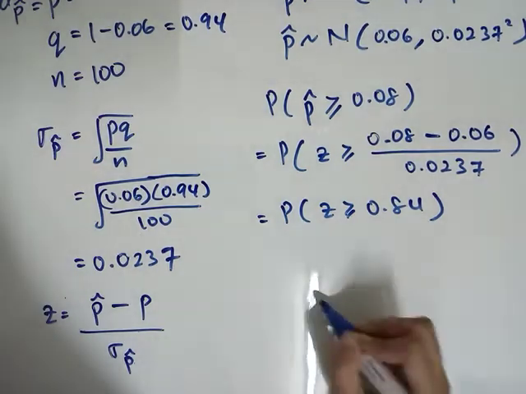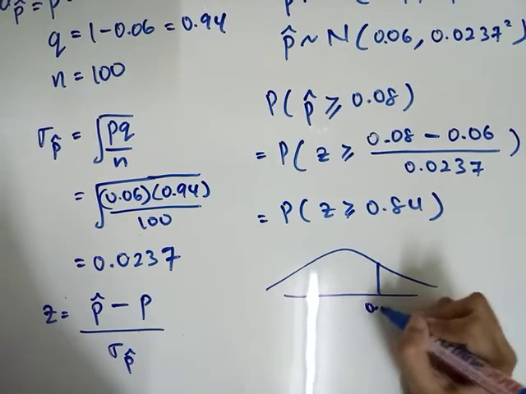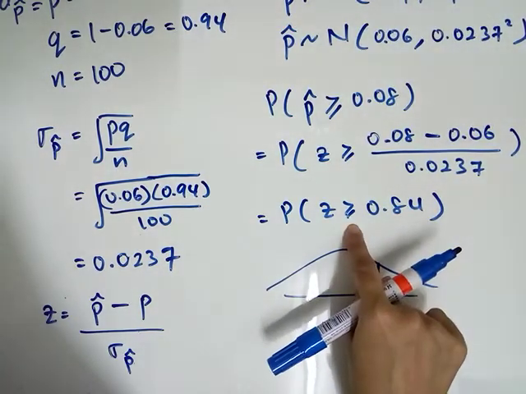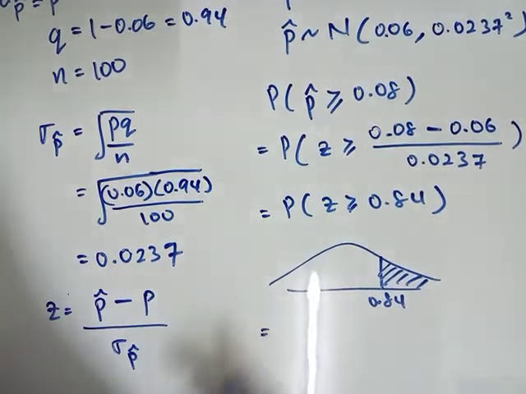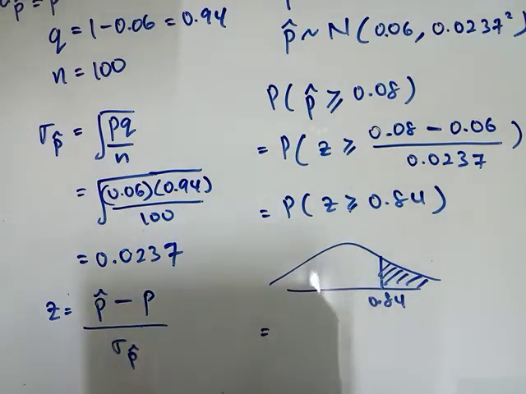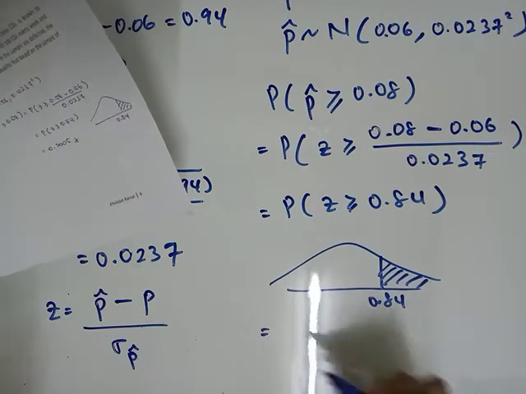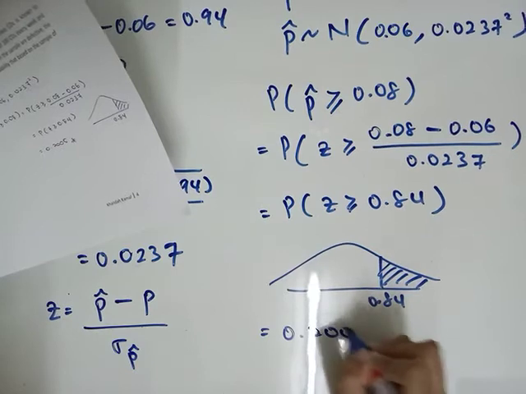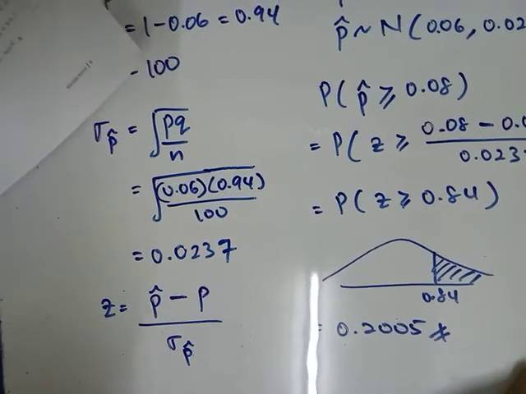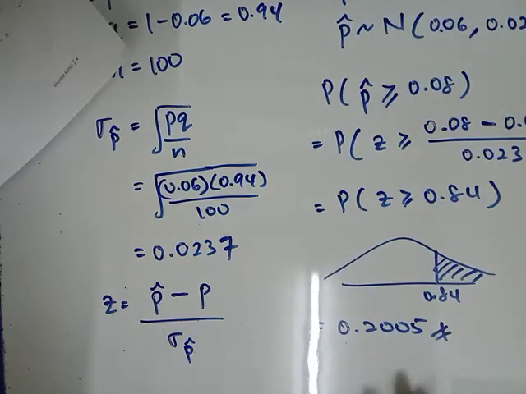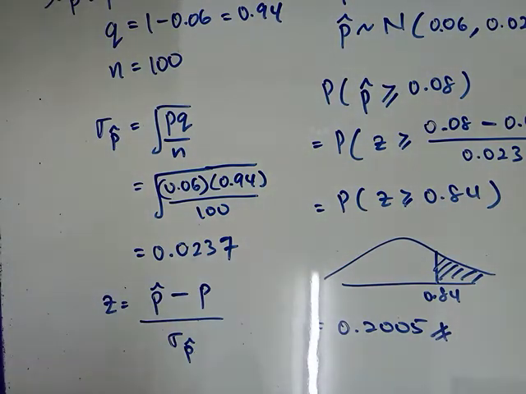And then draw the graph. 0.84 is on the positive side, and then the graph is more than 0.84. So you can use the statistics table, table 3. You will get the probability is 0.2005. This is the answer. Cuba cari Z value 0.84, you will get 0.2005. And then last one, example 4.